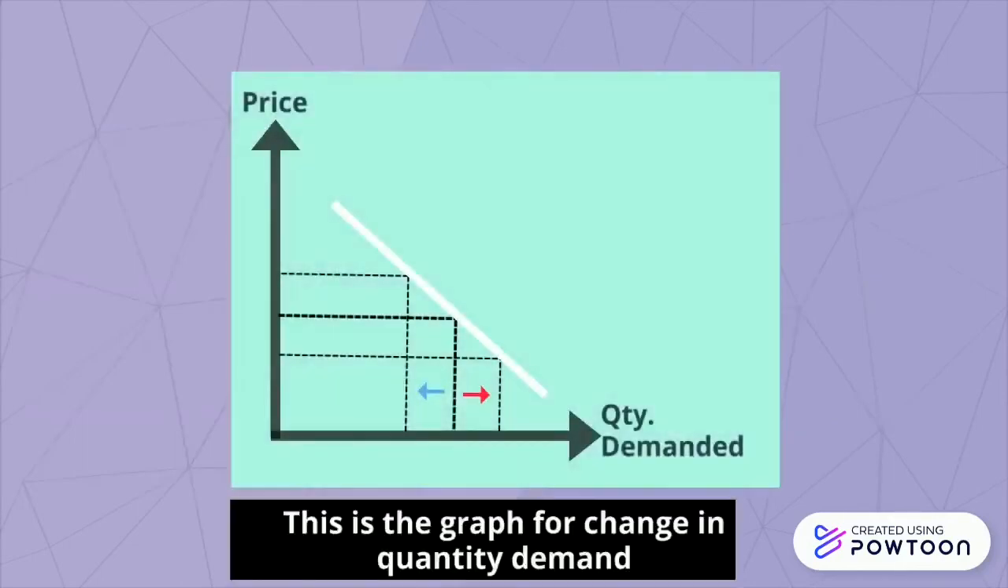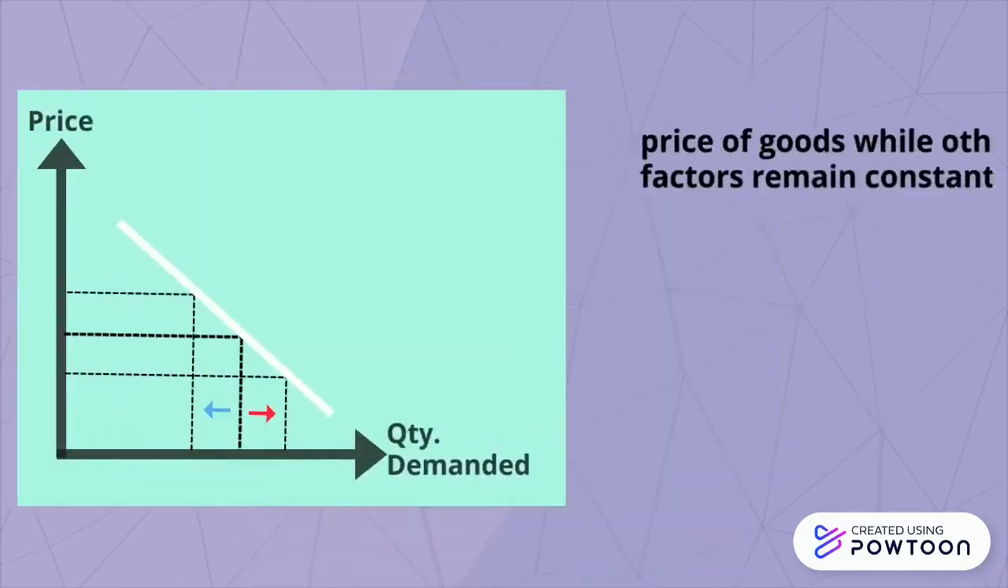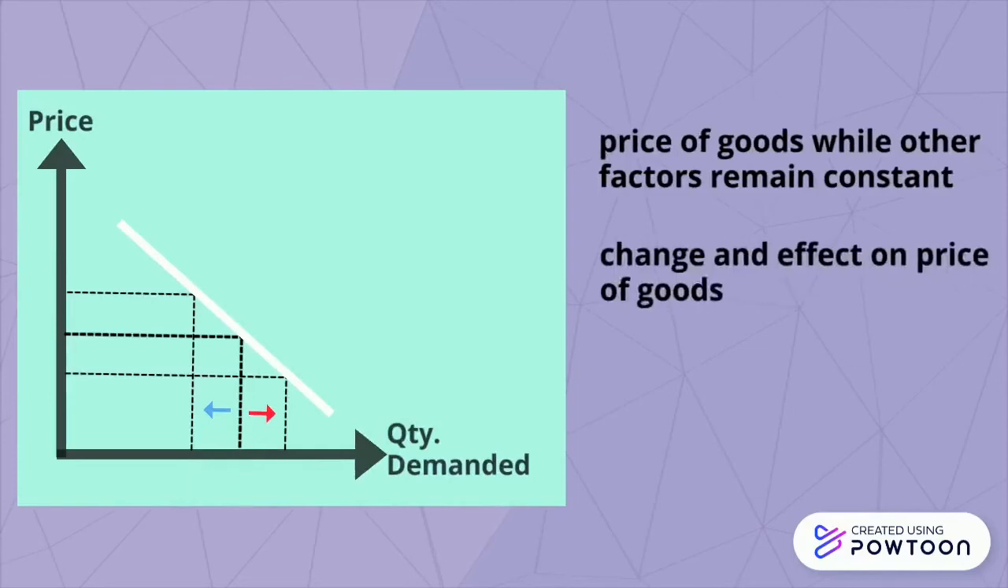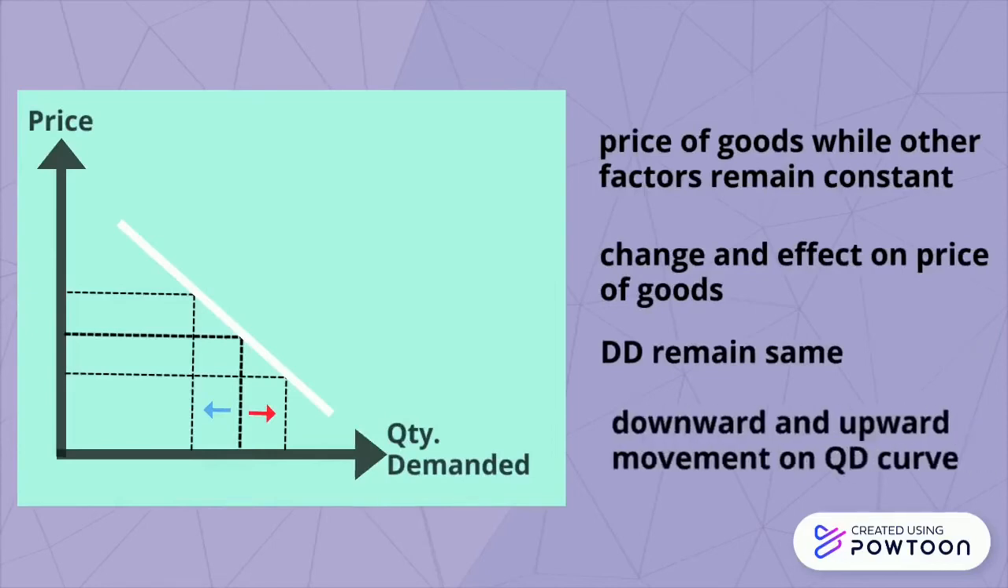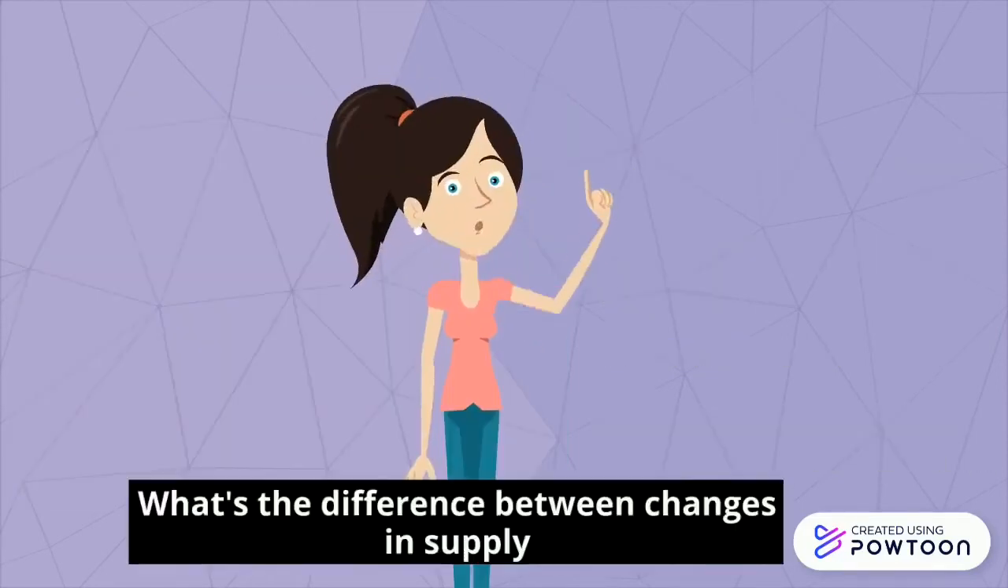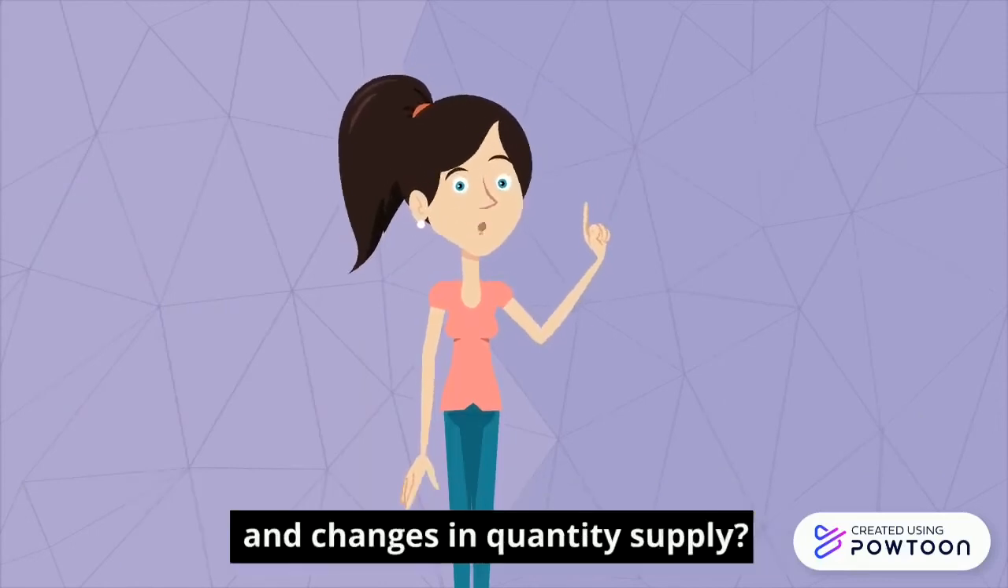This is the graph for change in quantity demanded. The changes are due to price of goods while other factors remain constant. The change is due to the price of goods while the demand curve remains the same, but there's a downward and upward movement along the demand curve. What's the difference between changes in supply and changes in quantity supplied?